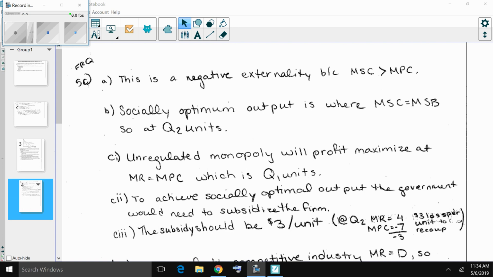B, socially optimum output is where MSC equals MSB, so at Q2 units. Unregulated monopolies will produce profit maximize at MR equals MPC, which is Q1 units. To achieve socially optimal output, the government would need to subsidize this firm, and the subsidy should be $3 per unit. And then I showed my math: at Q2, MR is 4, MPC is 7, which would be a $3 loss per unit to recoup from the subsidy.